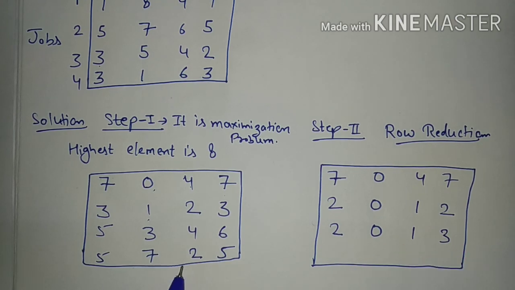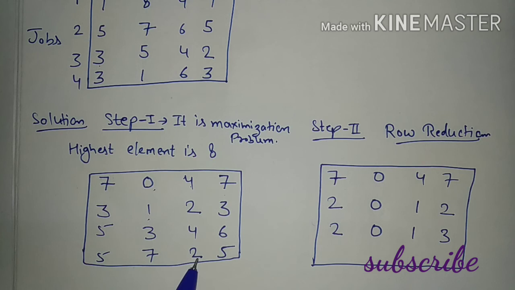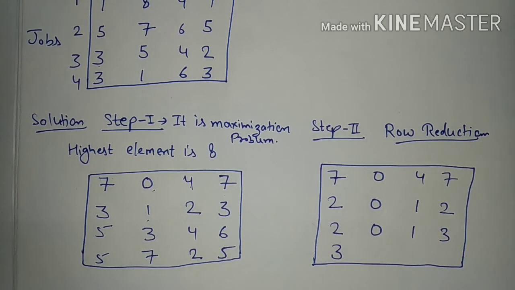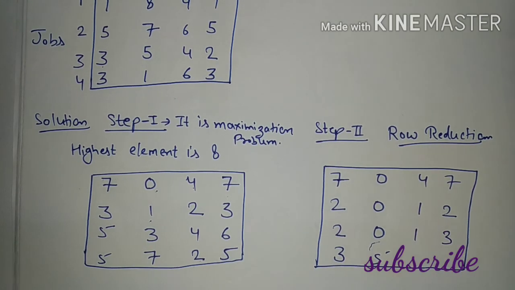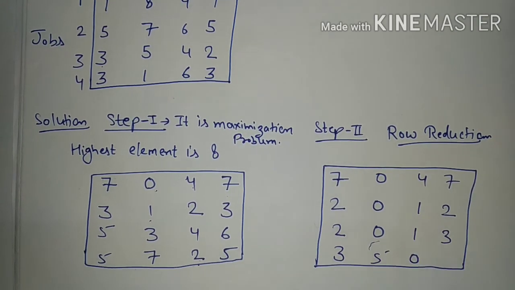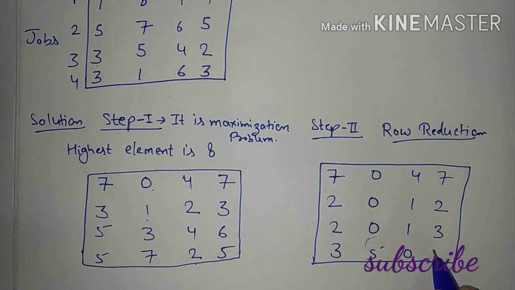In row 4, the minimum element is 2, so let us subtract 2 from each element of row 4. 5 minus 2 equals 3, 7 minus 2 equals 5, 2 minus 2 equals 0 and 5 minus 2 equals 3.